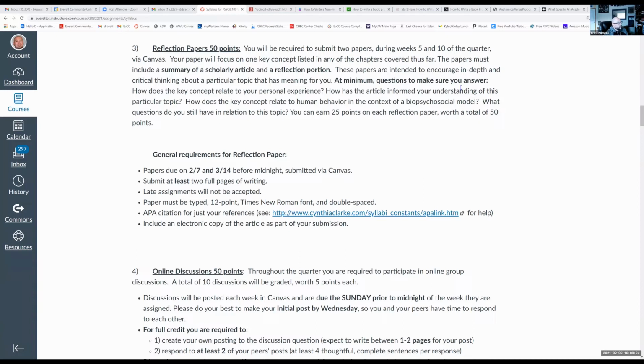So at minimum, questions to make sure you answer are: how does this key concept relate to your personal experience? How has the article informed your understanding of the topic? This is going to be how you start to weave that summary of the article back into your reflection portion of it.